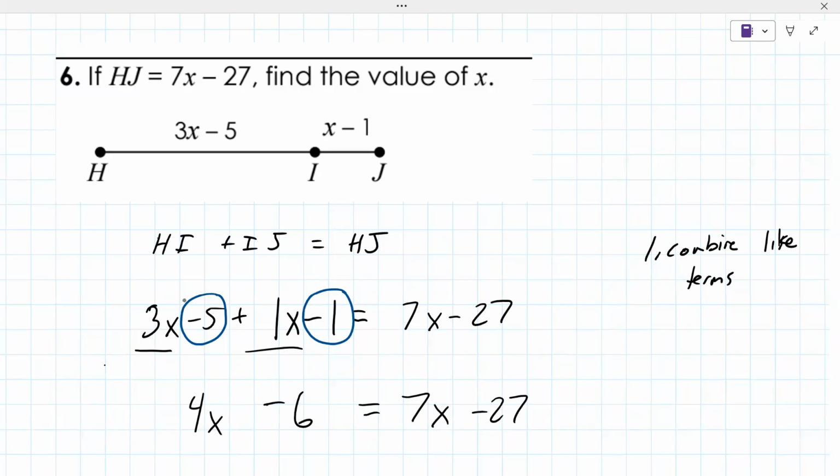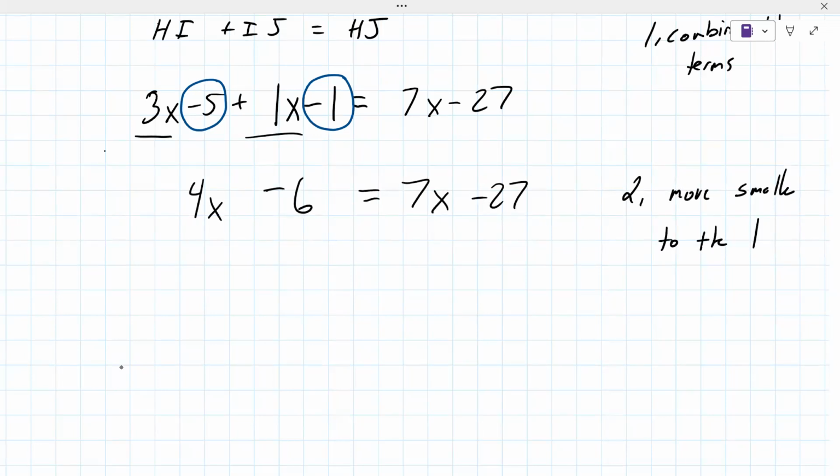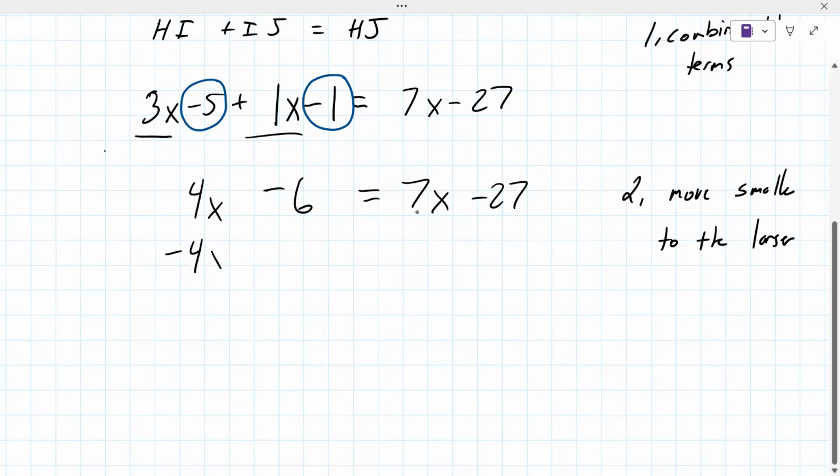All right, now this is a multi-step equation where you have to move variables from the smaller to the larger. So which is smaller, 4x or 7x? 4x. Okay, so that means you're going to subtract 4x from both sides. Good. On the left, it becomes -6.